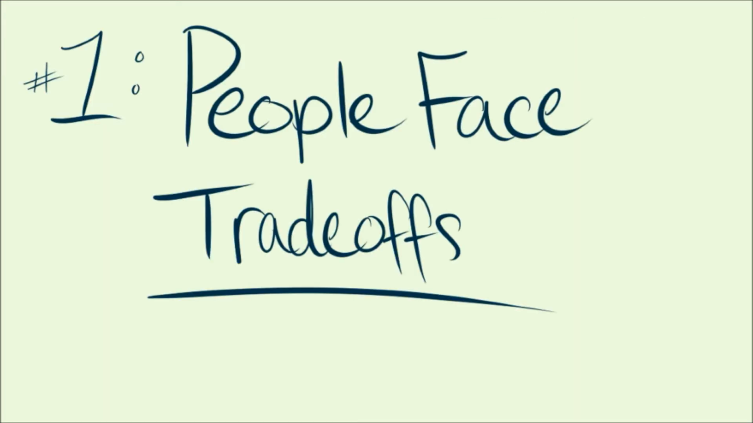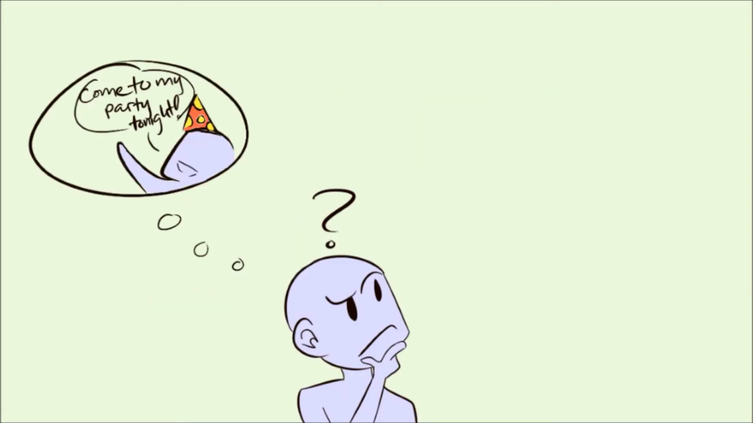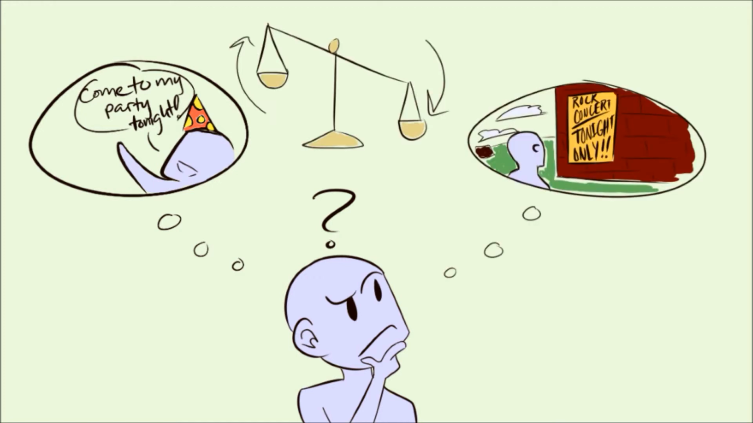Number 1. People face trade-offs. This one's actually rather simple and doesn't need a whole lot of explaining. All you have to understand is that to get one thing, you must give up something else in order to obtain it. You have to trade one goal for another when making decisions.